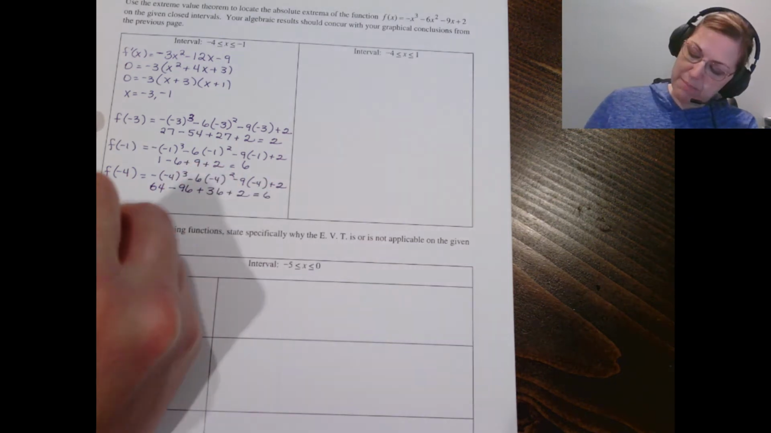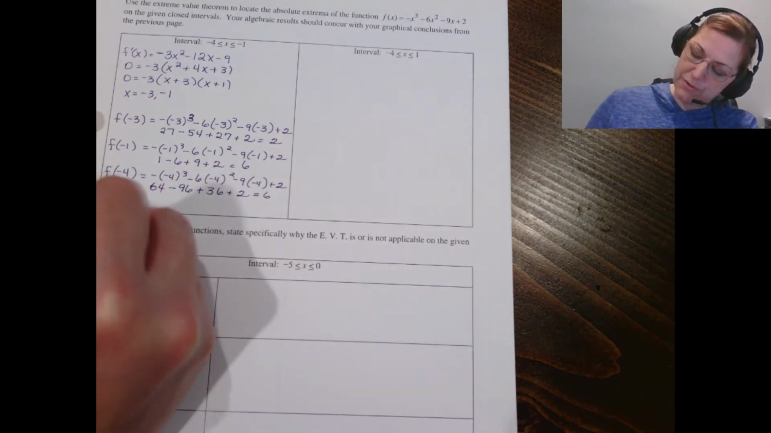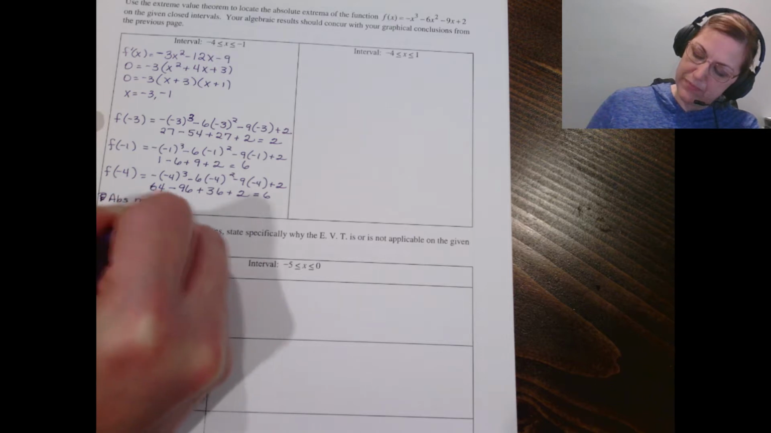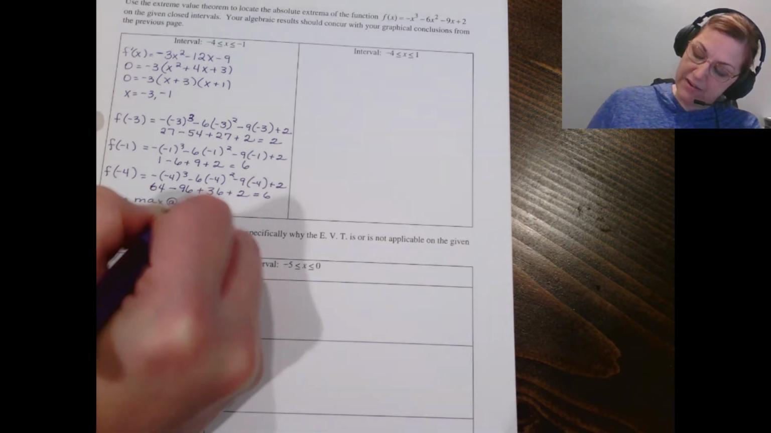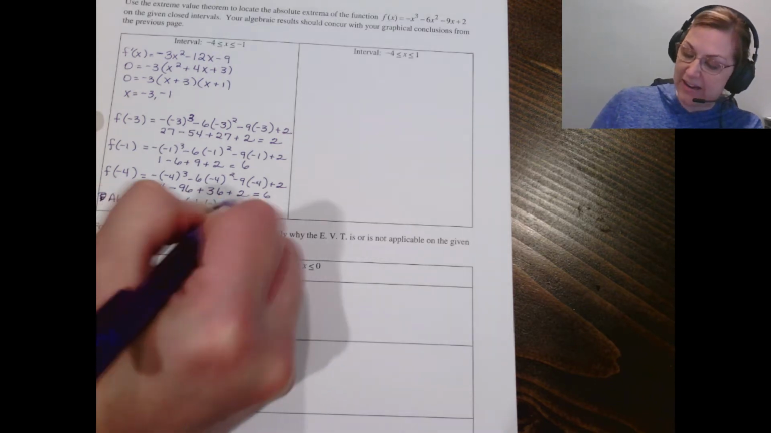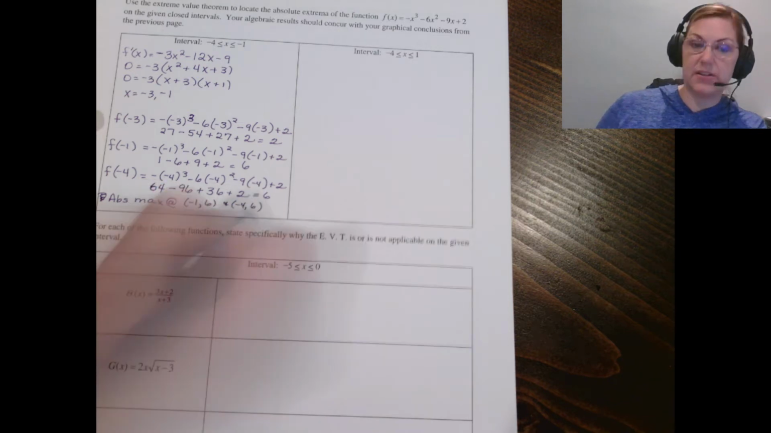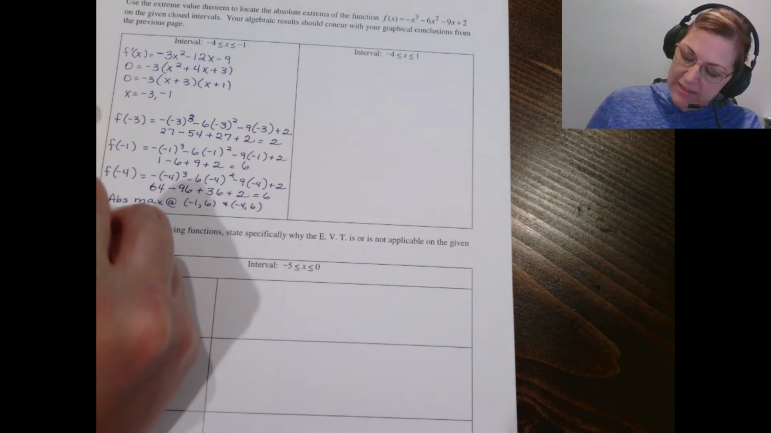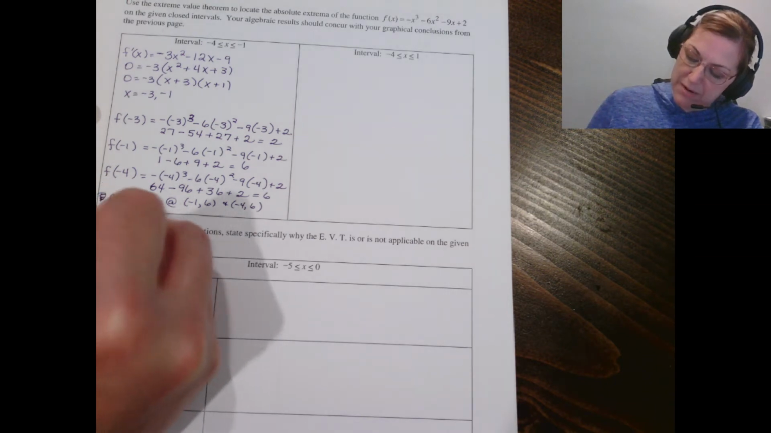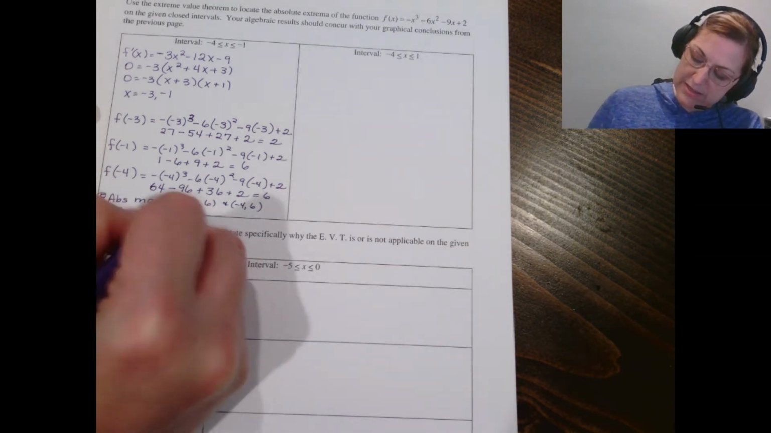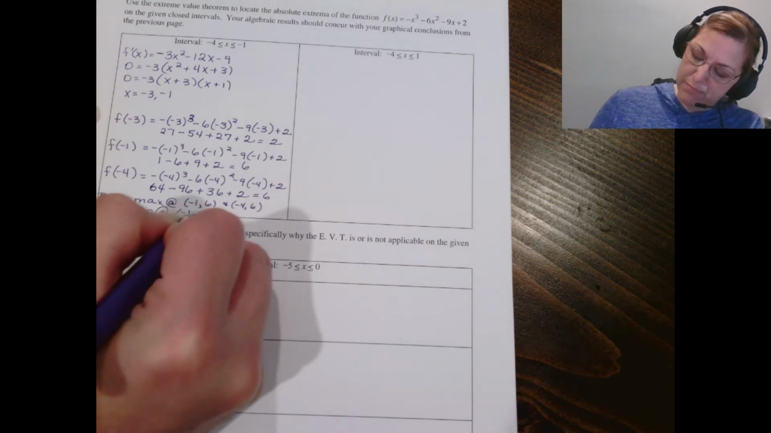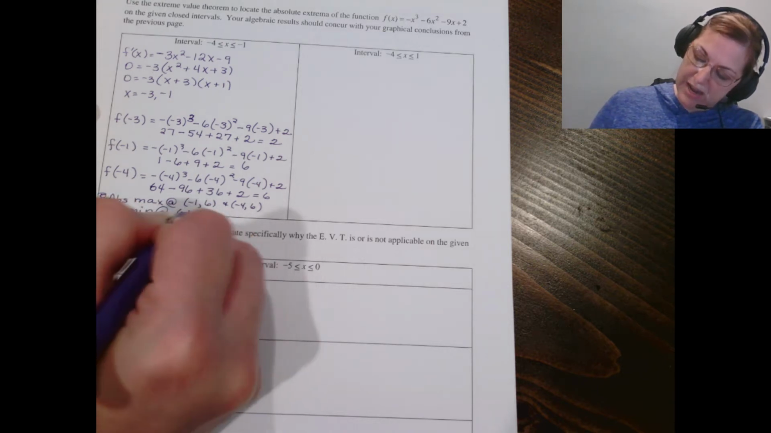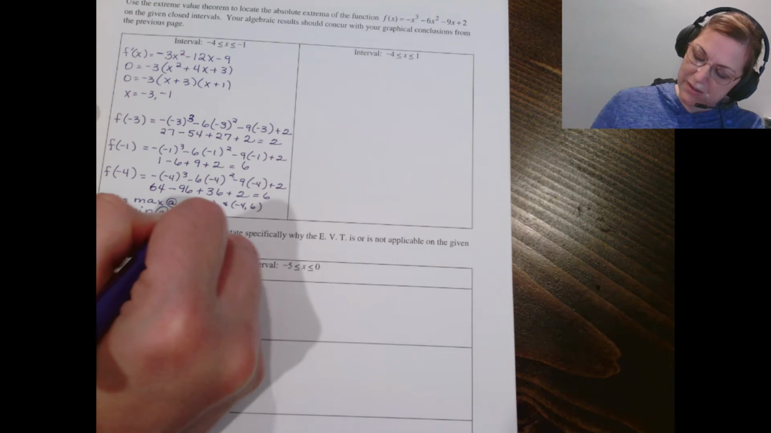So it looks like my absolute max is at negative 1, 6 and negative 4, 6, because they have the same y value. So they're the same height. And my absolute minimum is going to happen at negative 3, positive 2.